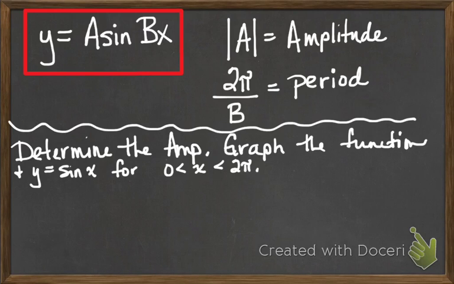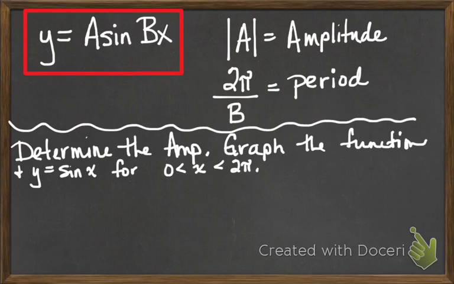Alright. Determine the amplitude, period. Graph the function y equals sine of x. Graph the function and graph y equals sine of x. That's an and symbol. And y equals sine of x for x, which is your angle, X is between 0 and 2 pi. Alright, so you have no idea what we're doing here, but I'm going to have to flip to the next screen so I have enough room.